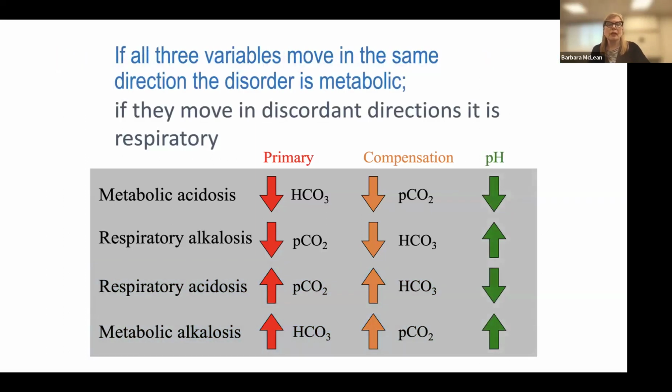So what's really important, and I think this is such a great slide, all three variables move in the same direction. Metabolic acidosis, bicarb's down, CO2's down, pH is down. All three down, metabolic acidosis. CO2 is down because there's an attempt to compensate, but the problem is metabolic, which made the pH go down. That's how you know what the primary problem is, by the direction of the pH. Respiratory alkalosis, CO2 is down, bicarb is down in order to retain more acid because your pH is on the alkaline side, your pH is up, and we're trying to bring it back to normal.